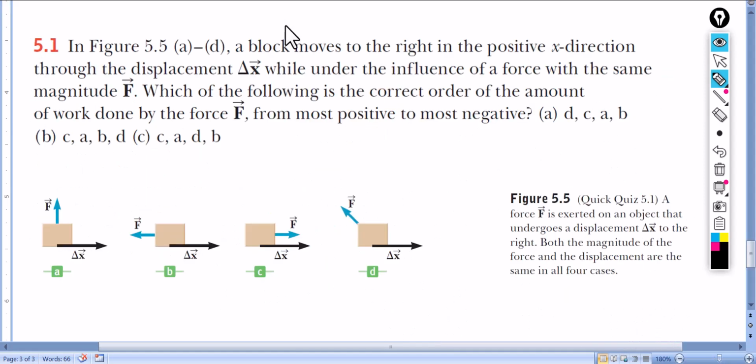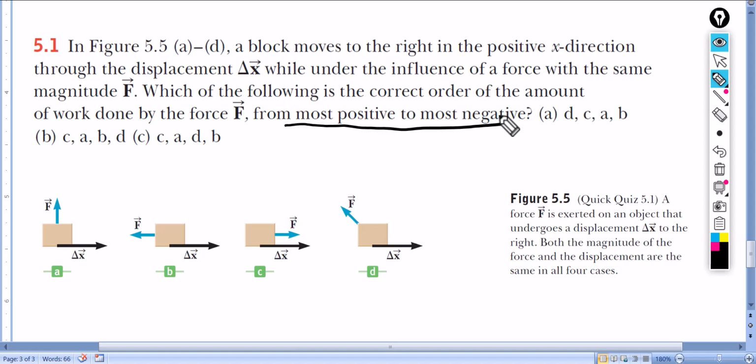Here's a conceptual problem that tends to be a favorite among AP tests. We have here 4 scenarios. We have the direction of the displacement going in a positive x direction, and then we have this applied force. The question is to order these from the amount of work done, from the most positive to the most negative. The greater the magnitude of the work is going to be with anything that's parallel to the direction, and in particular, if that angle appears to be 0 degrees, right?